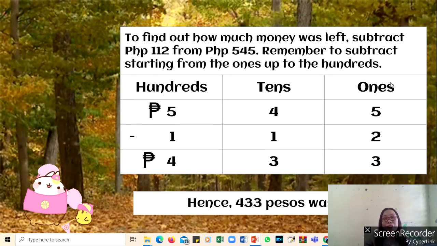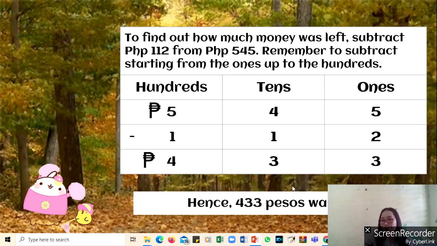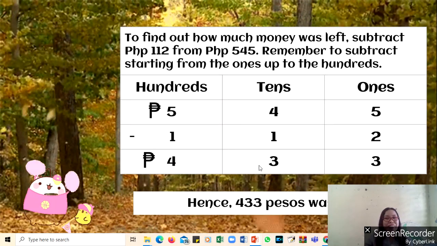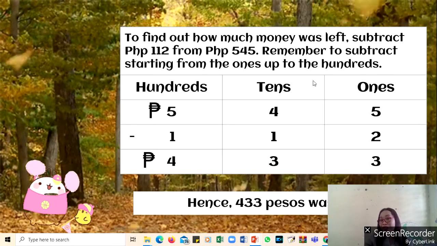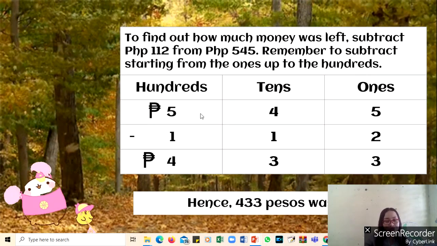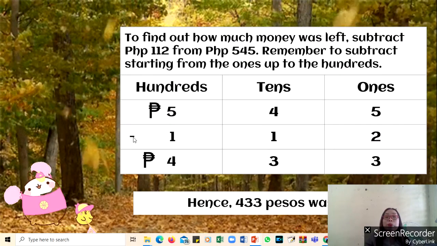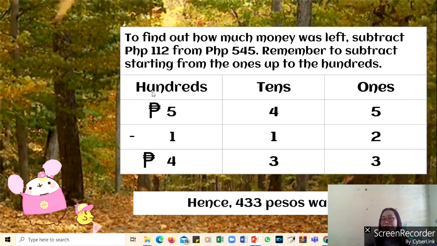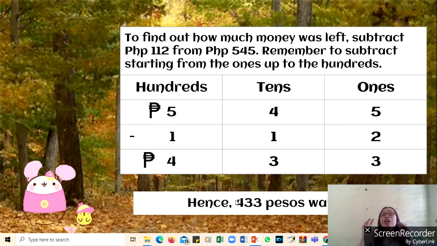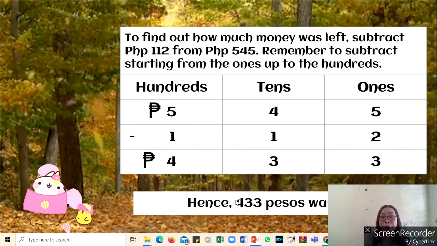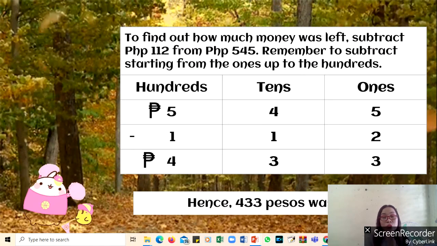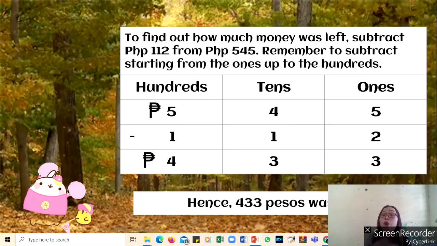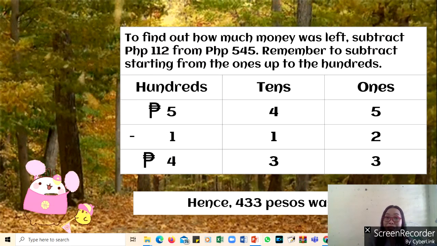After you're done subtracting from the ones, let's proceed to the tens. 4 minus 1 equals 3. And if you're done subtracting the tens, let's proceed to the hundreds. 5 minus 1 equals 4. So we have subtracted the hundreds here. Hence, 433 pesos was left. After we have subtracted 112 pesos from 545 pesos, 433 pesos was left.